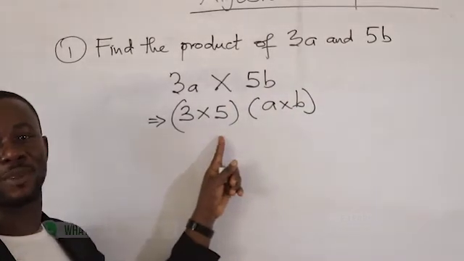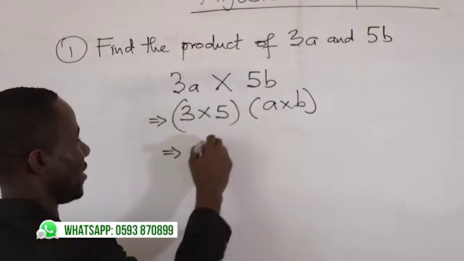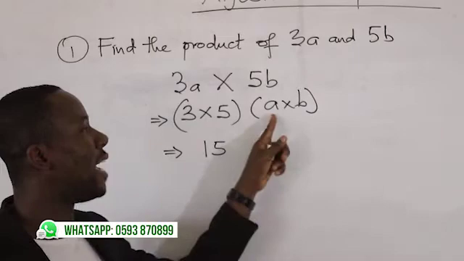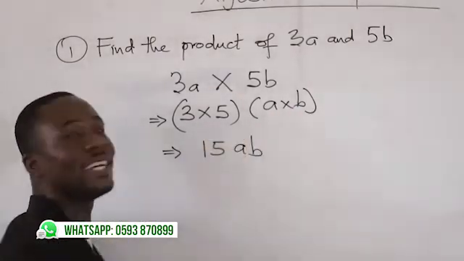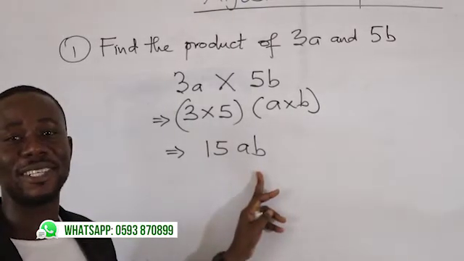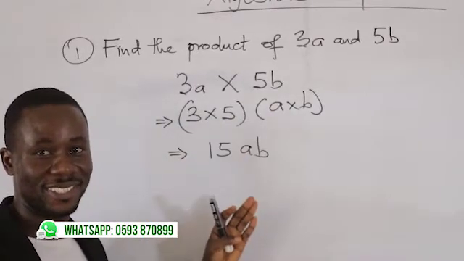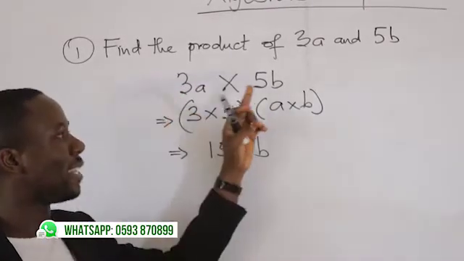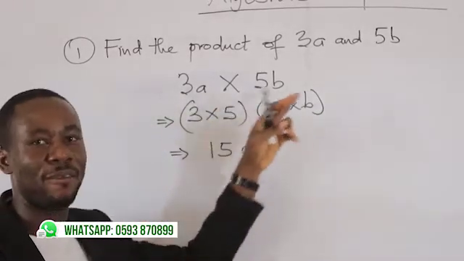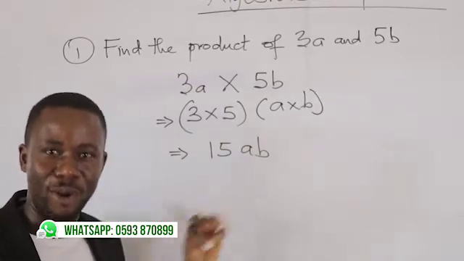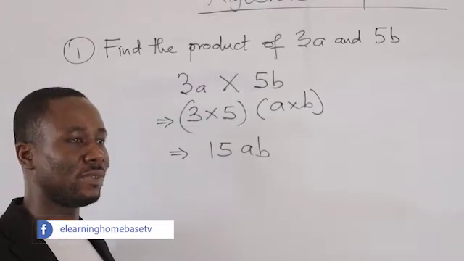3 times 5, simple multiplication, everyone knows. That is 15. A times B, AB. This is our final answer. So simple. You see how multiplication of algebraic expression is so easy? Yes. Number by isolating them or separating them, and then variable by variable. This is the final answer of the first question. Let's move on to number 2.